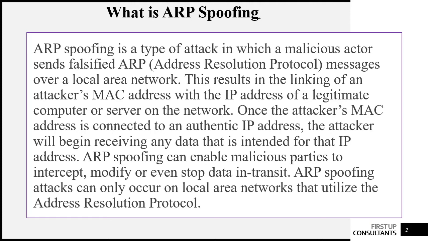This results in linking of an attacker's MAC address with the IP address of a legitimate computer or server on the network. Once the attacker's MAC address is connected to an authentic IP address, the attacker will begin receiving any data that is intended for that IP address. ARP spoofing can enable malicious parties to intercept, modify, or even stop data in transit.